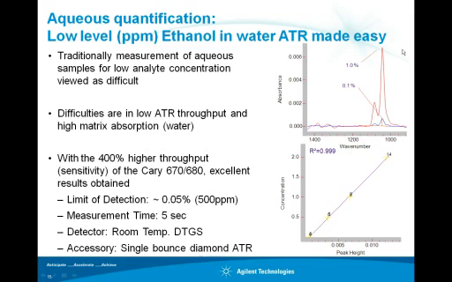On the right-hand side, we see that we have a 1% spectrum, and in blue down here we have a 0.1% spectrum. And the limits of detection have been estimated to be 500 ppm. But the most amazing thing for me here is this is with a 5-second measurement using a standard room temperature detector and a single bounce ATR. Significant lowerings of limits of detection can be achieved by using an MCT detector, for example, a multi-bounce ATR, or a longer collection time.